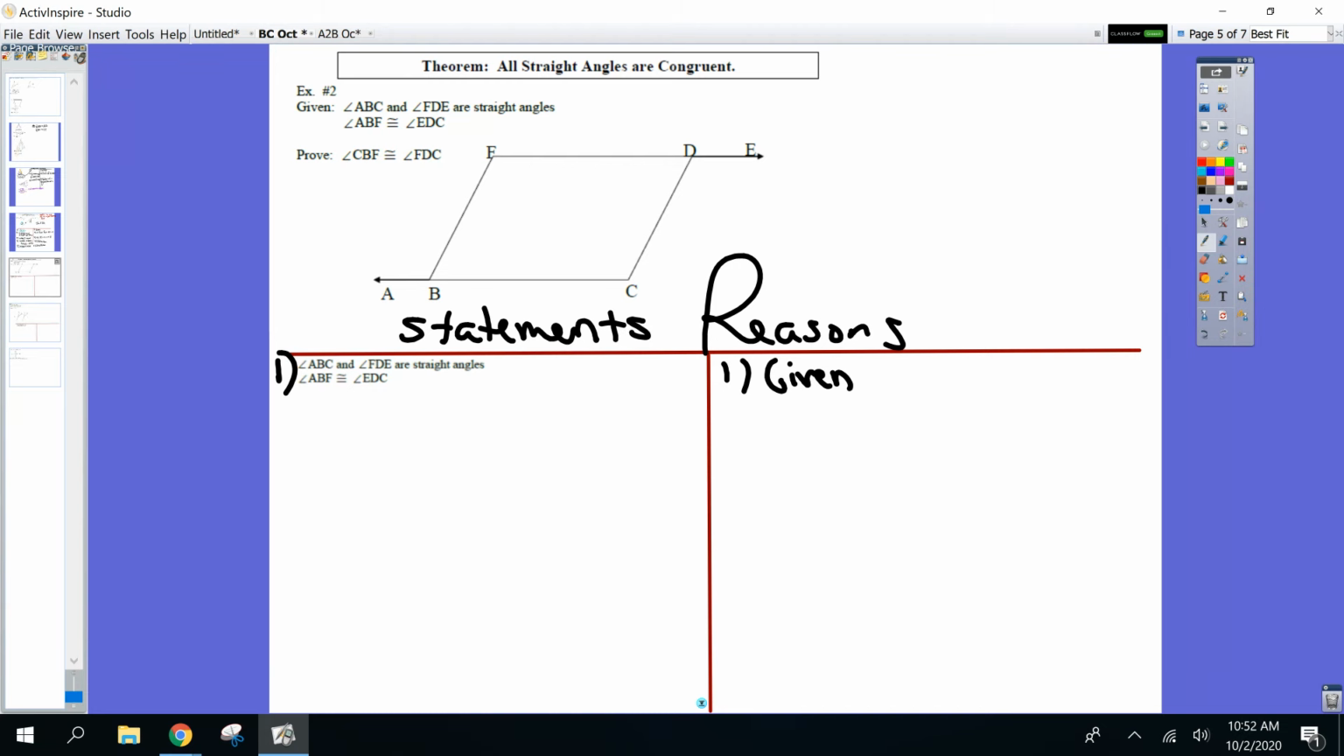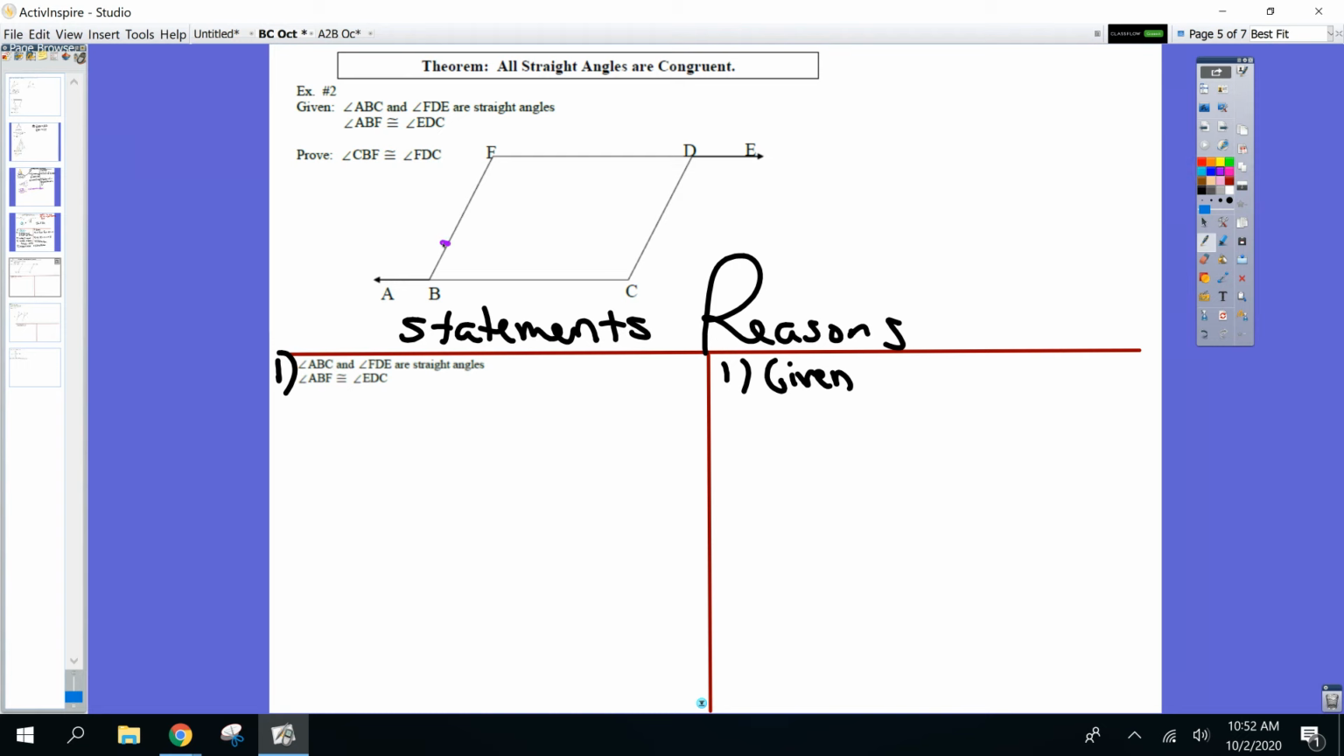Hey, those two angles that are congruent, ABF and EDC, do you know where those are? Do you know where to put your arc marks there? It's not inside that four-sided figure. Hopefully you guys know that. Take a look.